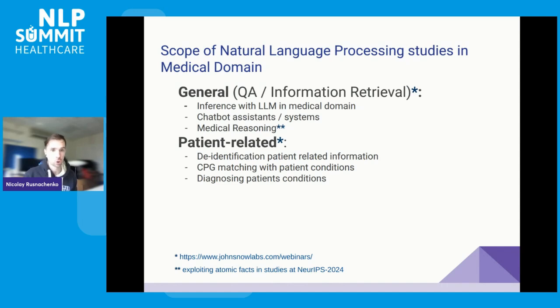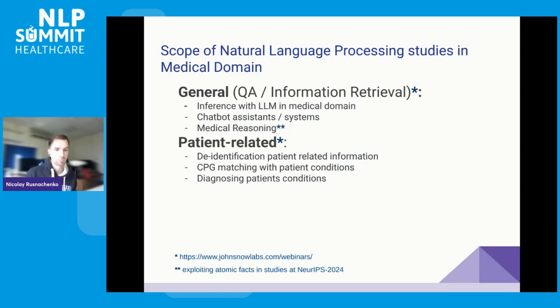With this slide, I decided to answer the question of what the specific fields are where NLP actually contributes in the medical domain. To answer this question, I decided to take a look from different focuses, from the perspective of the subject of the studies. If we don't have a specific subject, we treat it as general studies. We have similar directions as illustrated on the slide, referring to inference with generative AI models, chatbot assistants, and investigation of medical reasoning techniques.